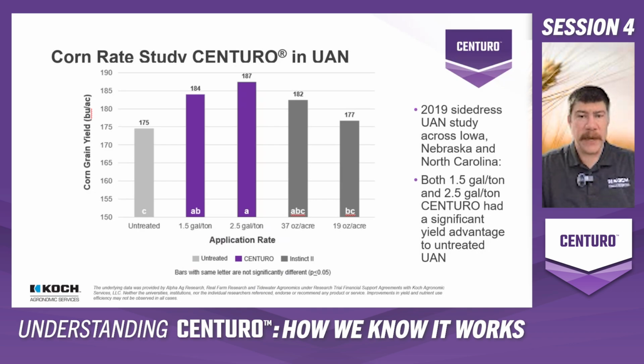And then as you go to the right-hand side, another call out is we are statistically the same as both a 37 ounce and a 19 ounce per acre rate of Instinct II. So again, basically the same performance with Instinct, slightly better numerically, and then really a big jump up in yield performance from the untreated. Going back to the point, this corn crop with CENTURO is utilizing more of the nitrogen that you're putting on.